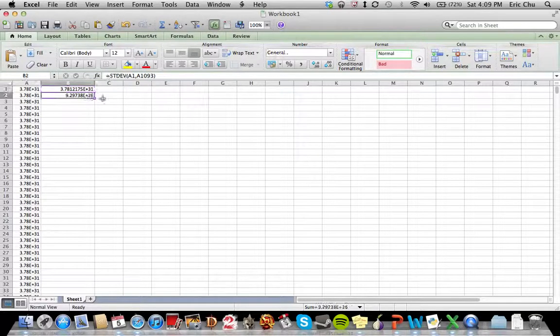And we have a standard deviation of 9.29738 times 10 to the 26. And for objects that are this large, this is a really good standard deviation because it's actually pretty small compared to how large the mass of the object is.